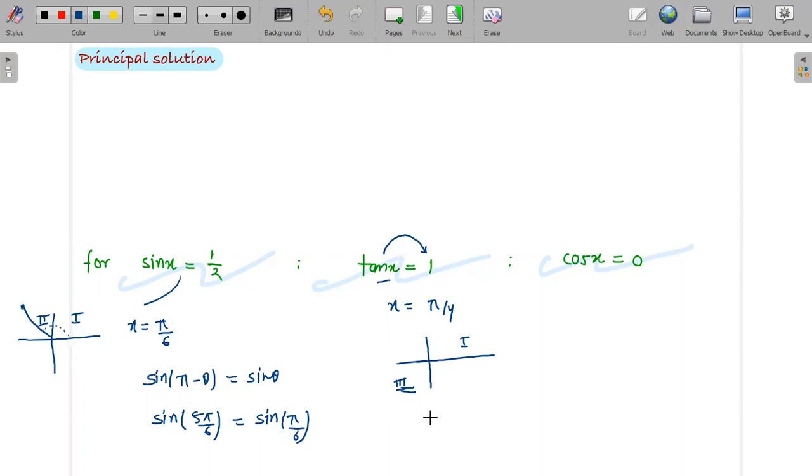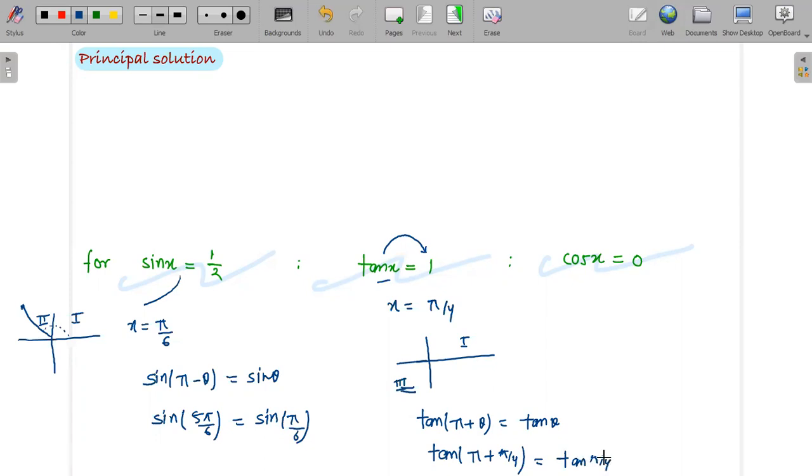Now what reduction formula correlates angles between these two? As I know, tan(pi plus theta) gives the same result as tan theta. Once you plug in the value of theta, which is pi by 4, we get the other solution, and it is pi plus pi by 4. So we have two solutions for tan x equals 1.